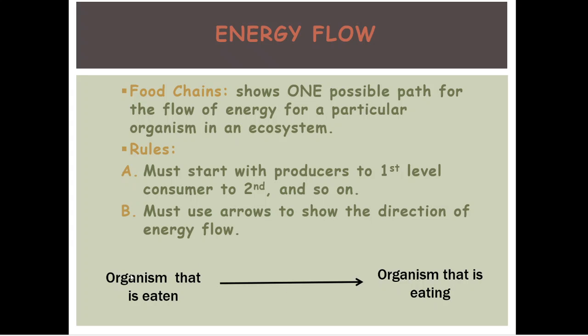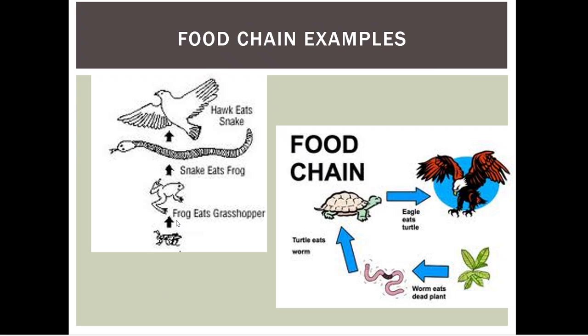So when you draw an arrow, you start with the point at the organism that is eaten, and the energy goes to the organism that is eating it. All right, so let's look at some examples. Here is our grasshopper, okay? And notice the frog eats the grasshopper, so the energy goes from the grasshopper to the frog. Then the snake eats the frog, so the energy goes from the frog to the snake. And then the hawk eats the snake, so the arrow goes from the snake to the hawk.